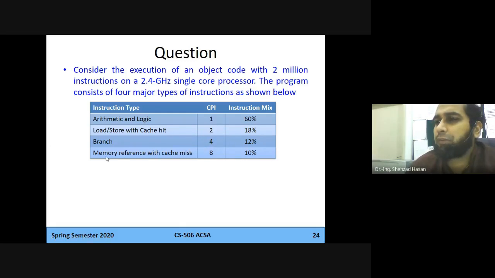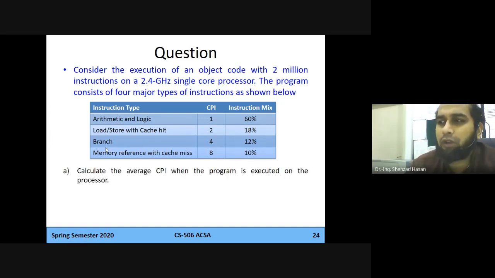Memory references with cache miss can be load stores which are not found in cache. They are going to go to the secondary memory, to the primary memory, or RAM in this case. That would take more CPIs, and there are 10% misses in the whole program. So what is asked is, you have to find out the average CPI when the program is executed on the processor.